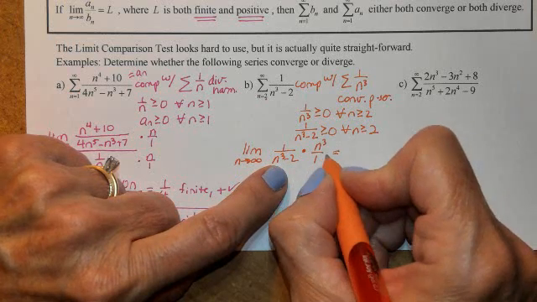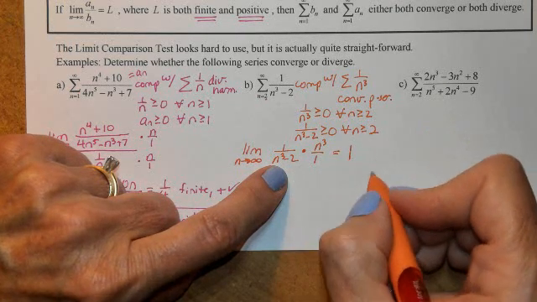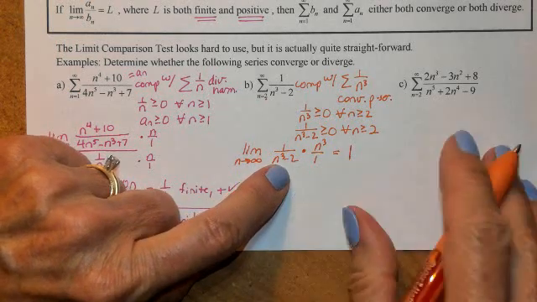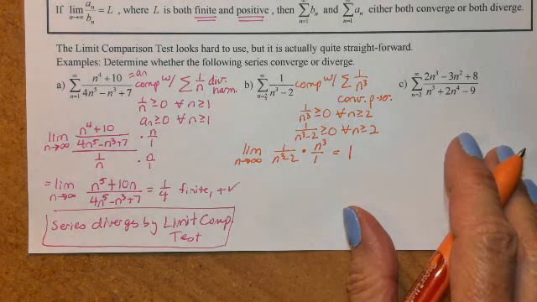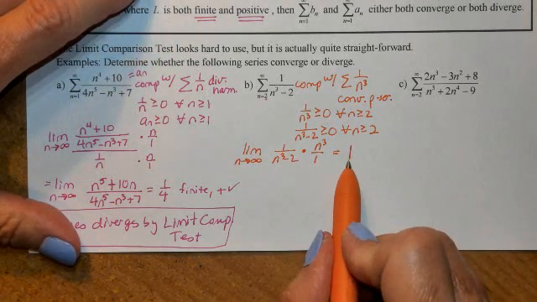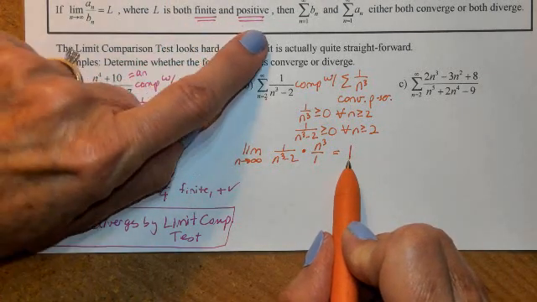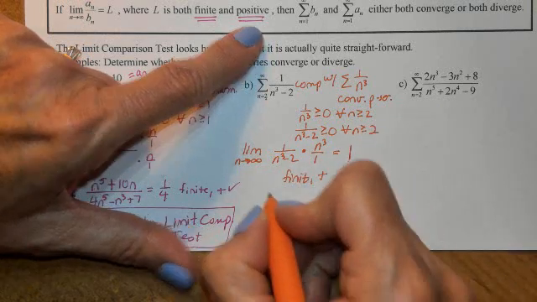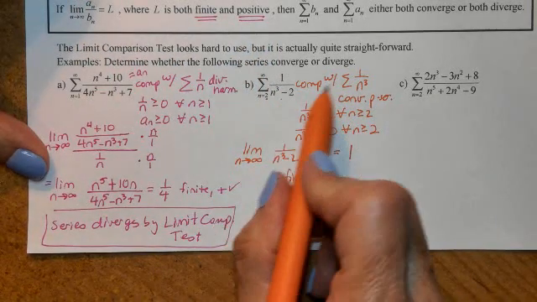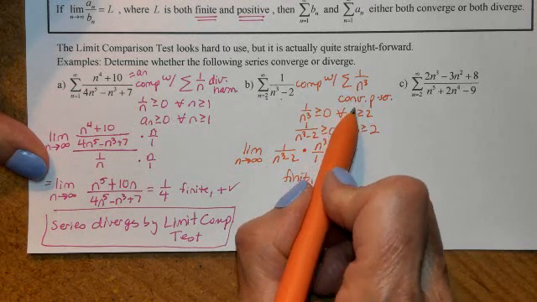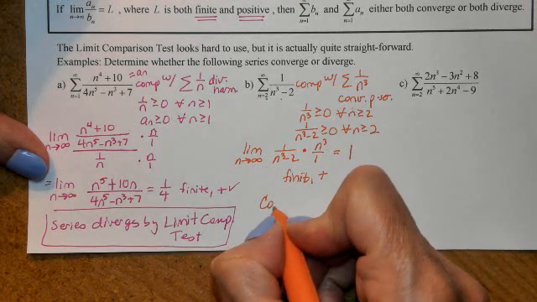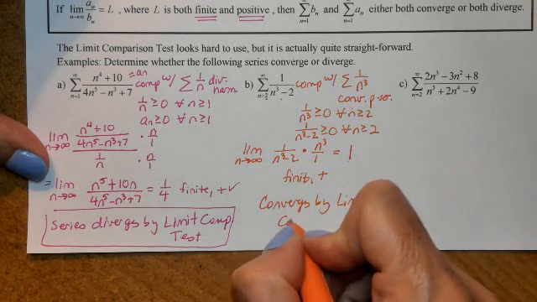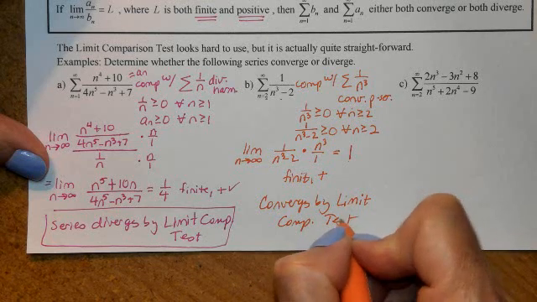What is that limit? That limit is just 1, right? Because the minus 2 won't matter. Got n cubed over n cubed, and that reduces to 1. Is 1 finite? And is it positive? Yes. So I'll say finite, positive. So our series does whatever this series does. It converges, so our series converges by limit comparison test.